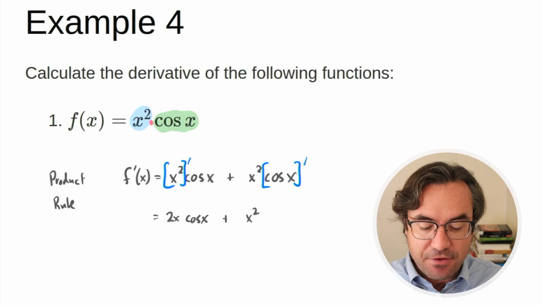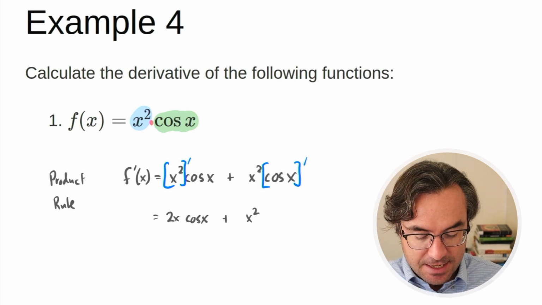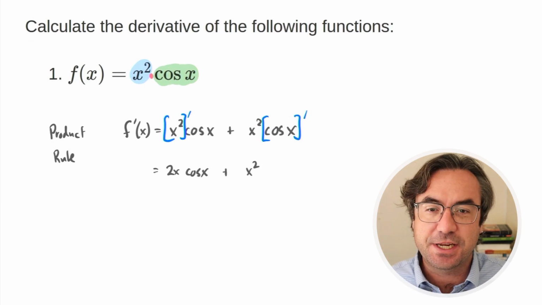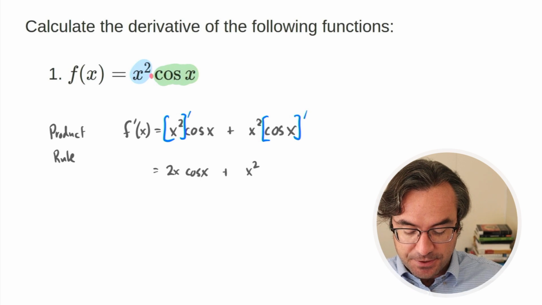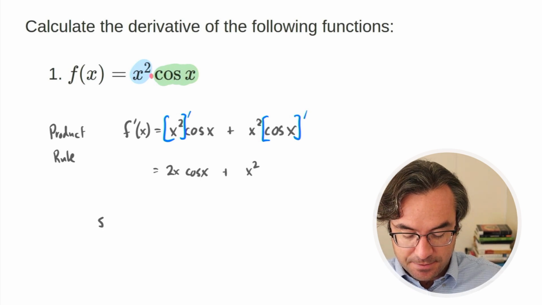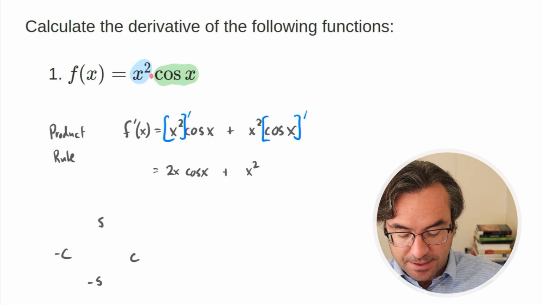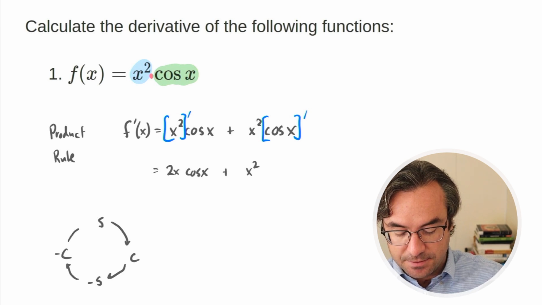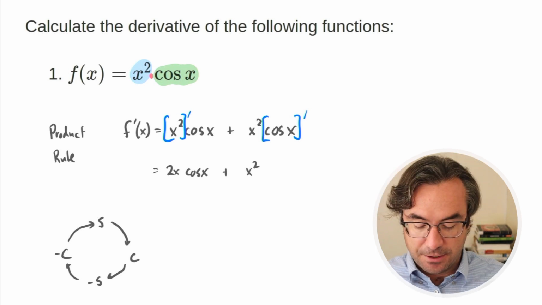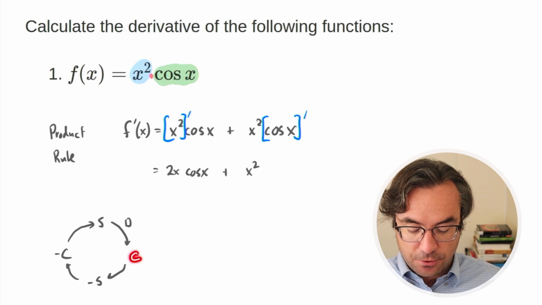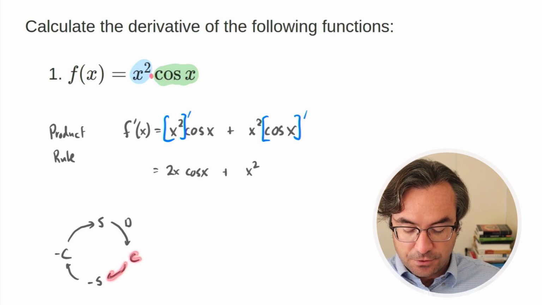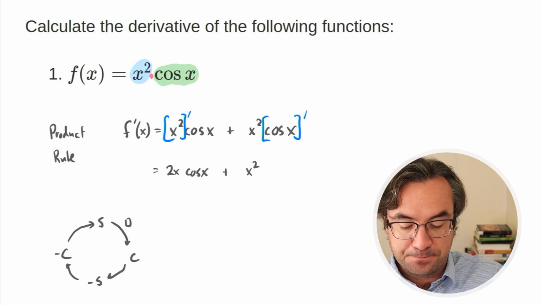In case you don't have it memorized just yet, there is that little circle we can use to help us remember what the derivative of sine and cosine are. So at the top, we can put sine, then cosine, then negative sine, and then negative cosine. And as we go around the circle clockwise, it tells us what all the derivatives are. So we're trying to differentiate cosine. So the derivative of cosine would be negative sine.